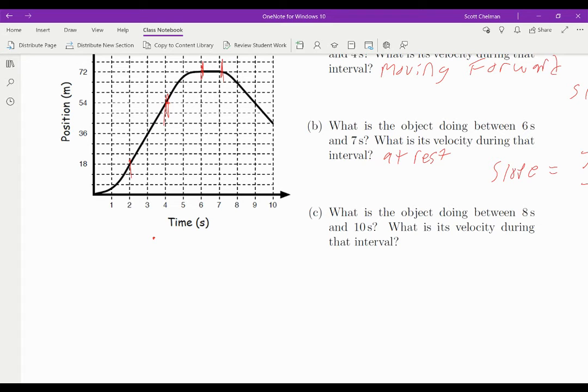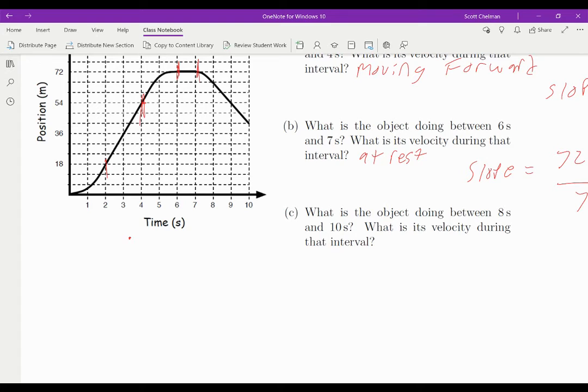Now, my name is Scott, yes. Now, listen, let's get through this. So, what is the object doing between 8 seconds and 10 seconds? Okay, so again, if we're going back to the Liz situation, what's she doing? She's coming back, right? Okay, so let me say moving backwards. Moving backwards.